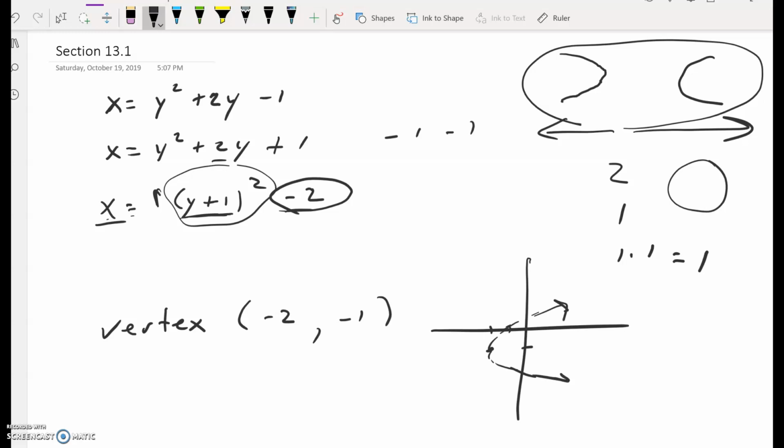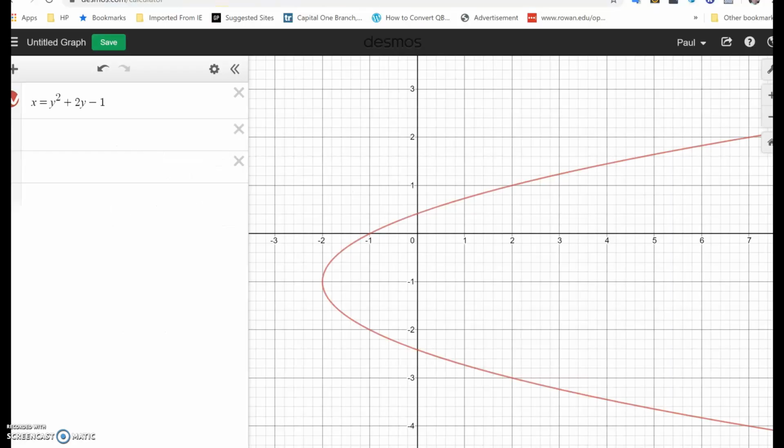Now let's go test that out in Desmos. So I just went over to Desmos and put in the graph, and sure enough, the vertex is at -2, -1, and it does open to the right, and it does have normal thickness. And Desmos is a really convenient, fast tool to use to double check our ideas.